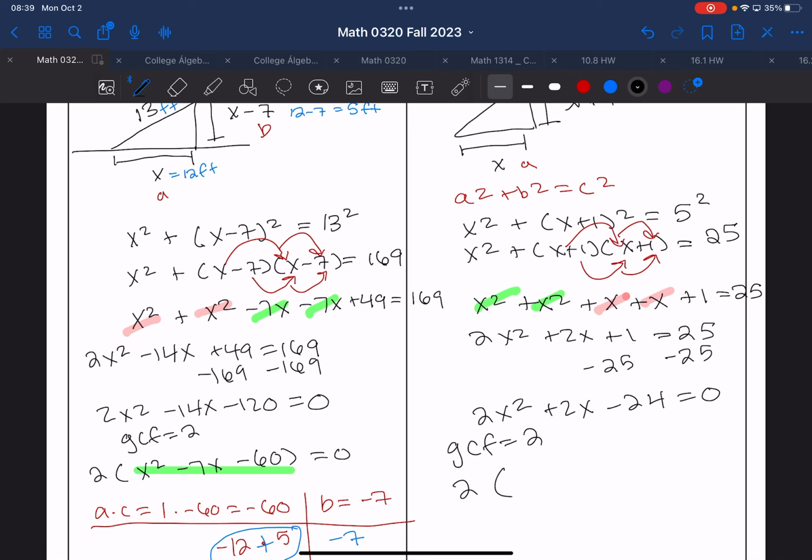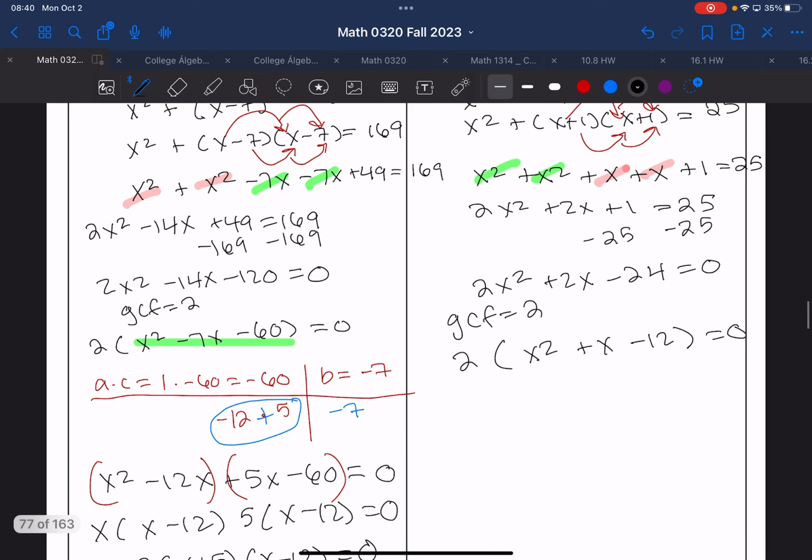If we take out a 2, we're left with X squared plus X minus 12 equals 0. Now we're doing the AC method just on what's in the parentheses. If I do A times C, what is A times C? 1 times negative 12, which is negative 12. And what's our B? 1, because we don't see a number in front of X, so that B value is 1. So I need 2 numbers that multiply to negative 12 but add to 1.